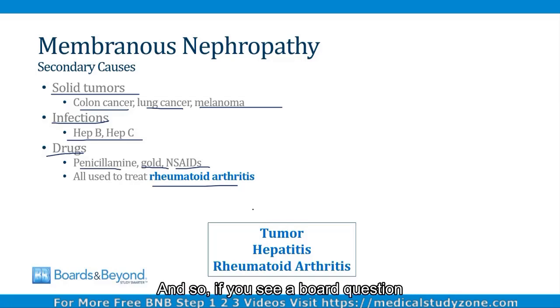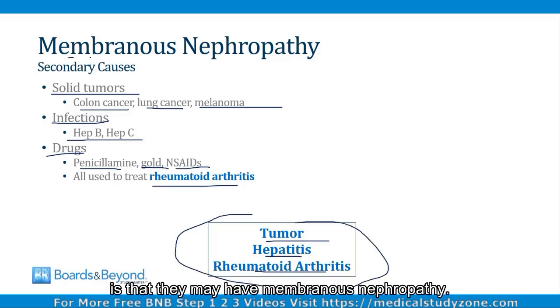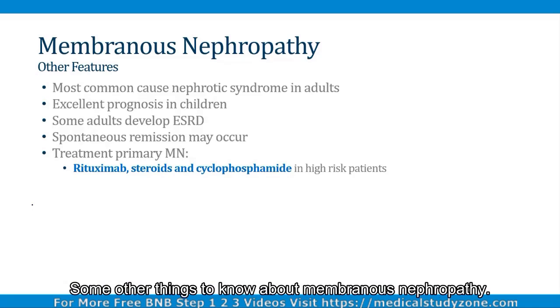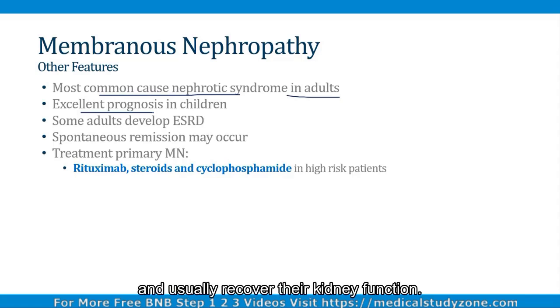And so if you see a board question describing a patient with the nephrotic syndrome and they have some type of solid tumor or hepatitis or rheumatoid arthritis, this is one of the things you should think about, that they may have membranous nephropathy. Some other things to know about membranous nephropathy. This is the most common cause of nephrotic syndrome in adults. When children get this disorder, they have an excellent prognosis and usually recover their kidney function.